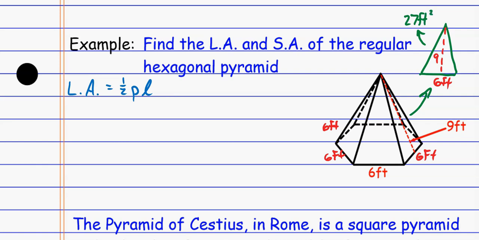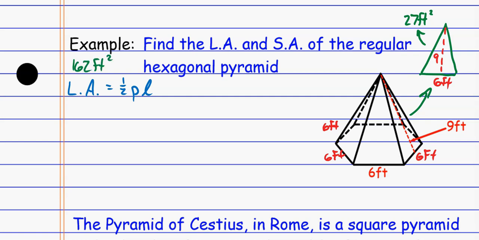But then the thing you have to realize is there's more than one of those triangles. There's actually 6 of those triangles. So if you found the area of each of them, it would be 27. So then the lateral area, you'd have to multiply that 27 by 6, and you'd actually get 162 square feet.